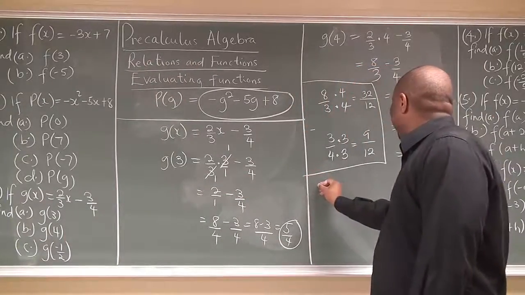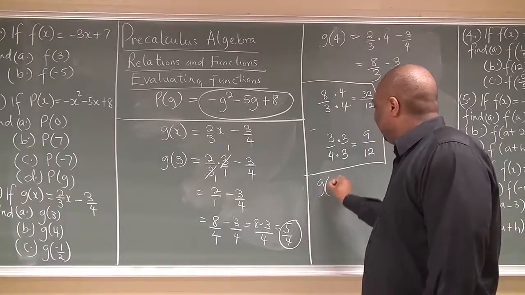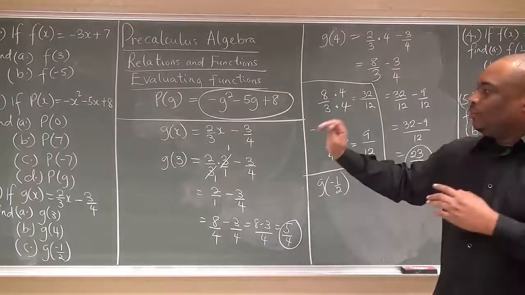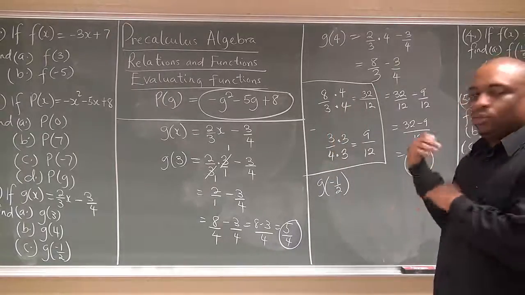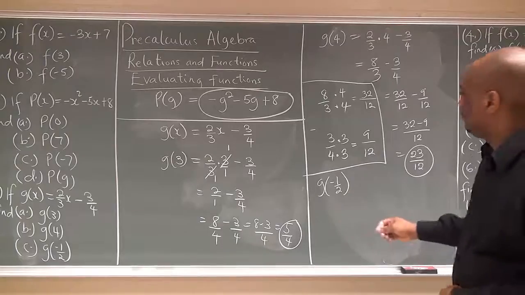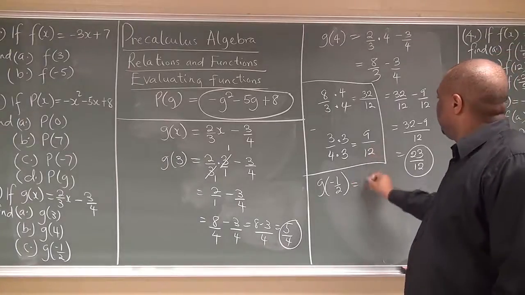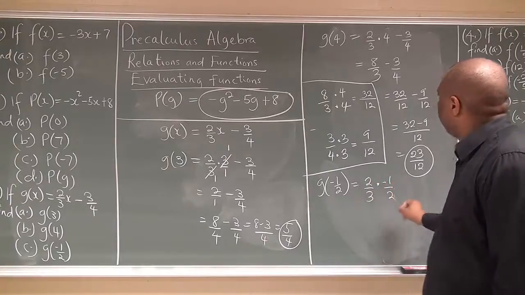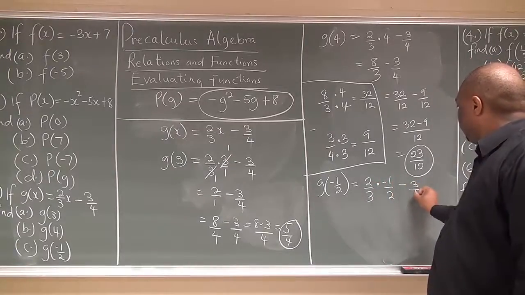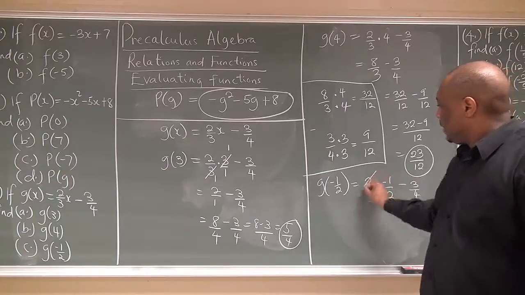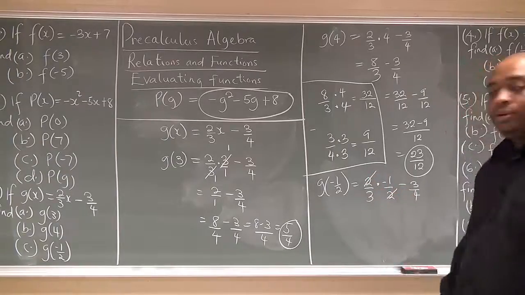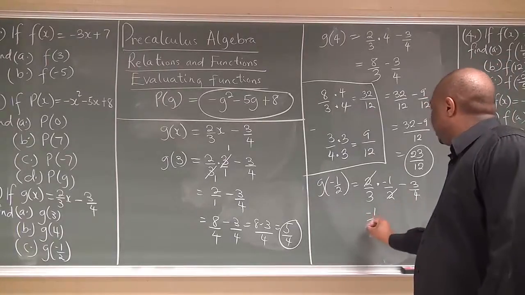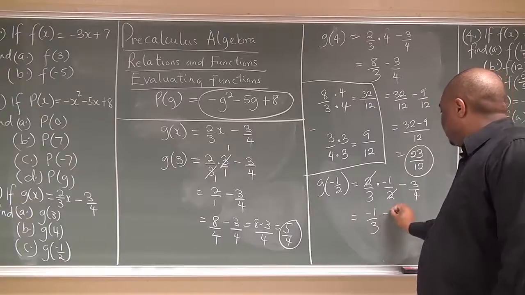Okay, the next one, g of negative 1/2. So this means that whenever we see x, we replace with negative 1/2. Okay, so this will be 2/3 times negative 1/2 minus 3/4. So 2 can cancel out 2, right? So we now have negative 1/3 minus 3/4.